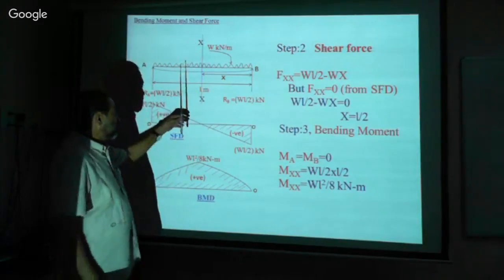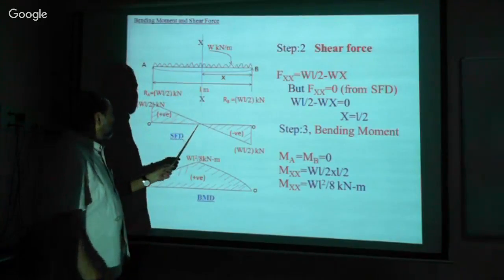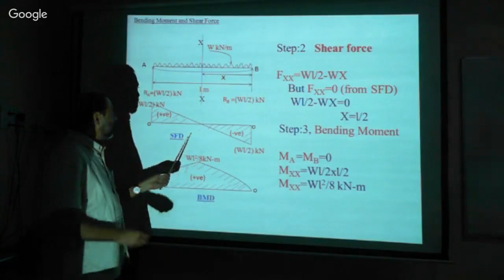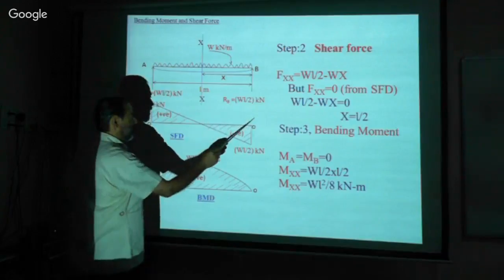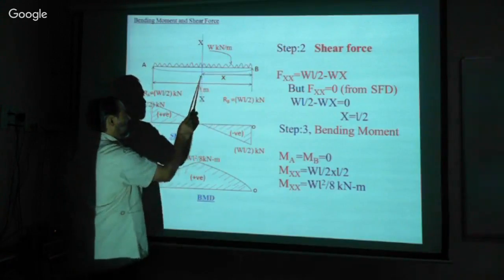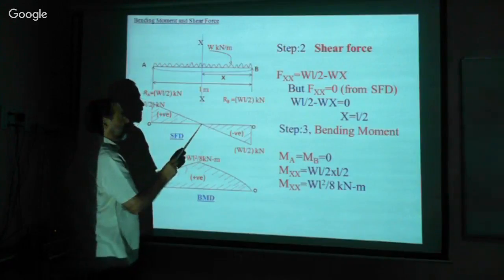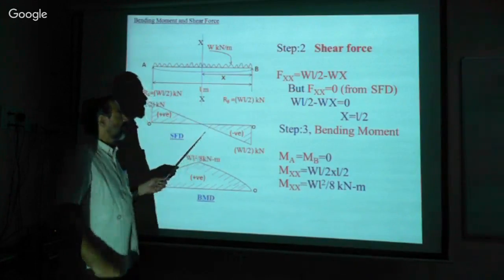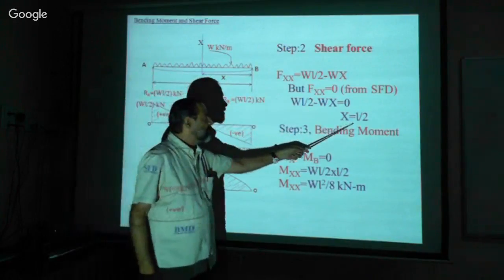Now at the center, let us check it. From the diagram, we can see that shear force is 0 at this point, at a distance x from the support. Let us consider this is x. Now let us calculate the shear force from the force diagram of this beam. We will get x is equal to L by 2.